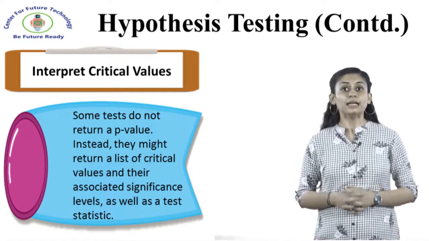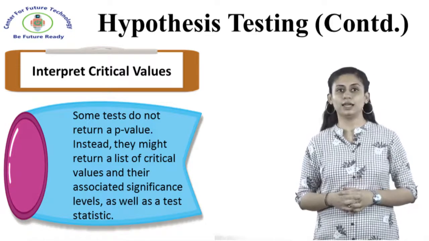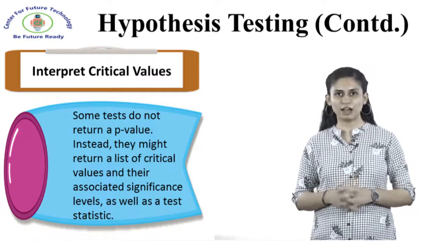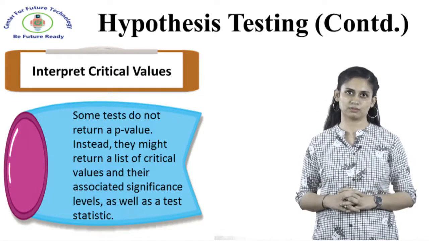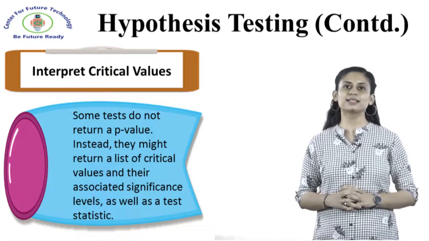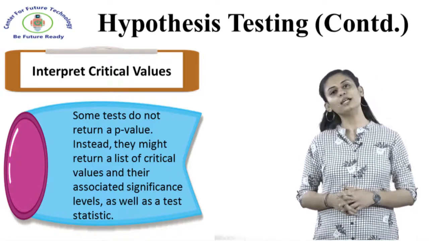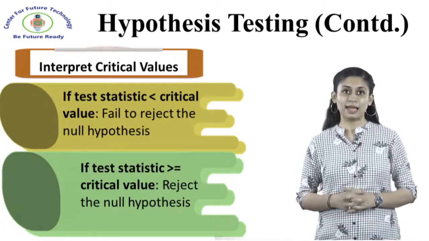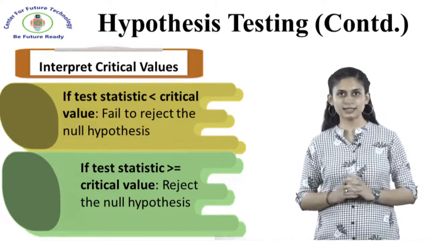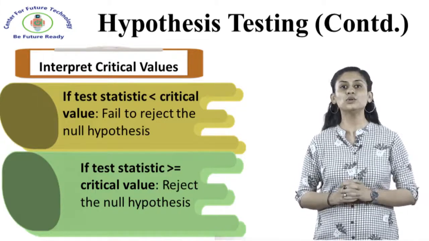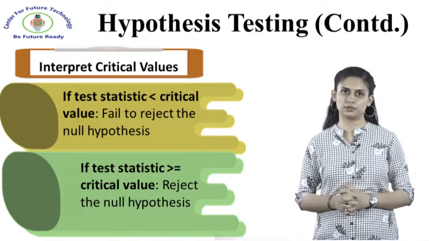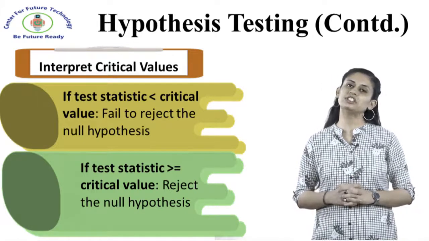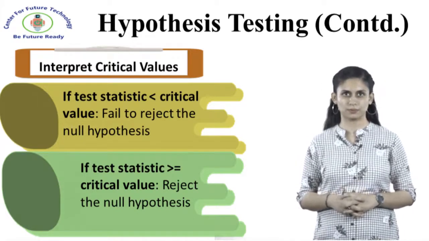The results are interpreted in a similar way. Instead of comparing a simple p-value to a pre-specified significance level, the test statistic is compared to the critical value at a chosen significance level. Here are 2 points. If test statistic is less than critical value, fail to reject the null hypothesis. If test statistic is greater than or equal to critical value, reject the null hypothesis.